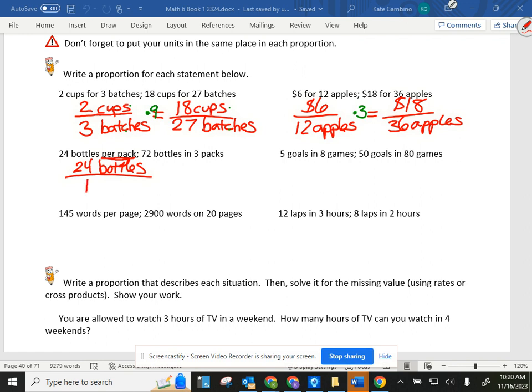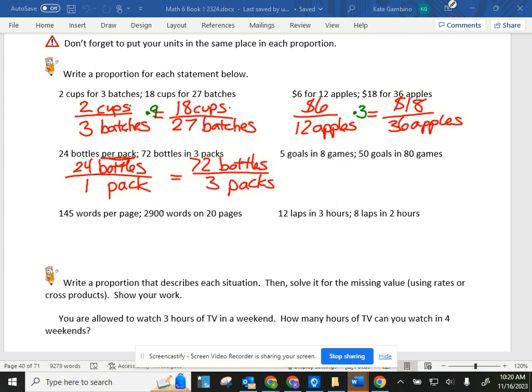If it's per pack, it's going to be 1 pack. So it doesn't say 24 bottles per 1 pack, because we don't have to say the 1 in English. We just know that when it says per pack, it means 1, which is why we have this as an example, because it's kind of hard to read when we're used to looking for those numbers. What does that equal, Madison? 24 bottles over 1 pack equals 72 bottles over 3 packs.